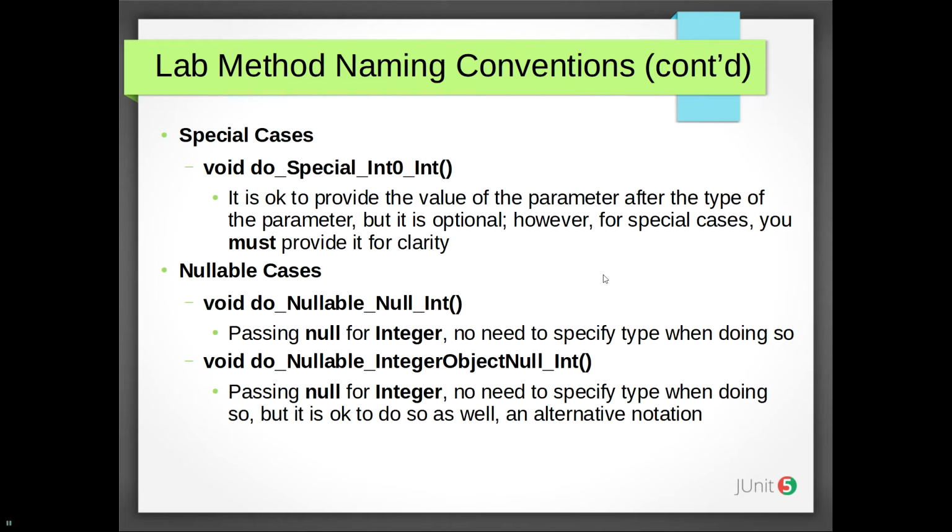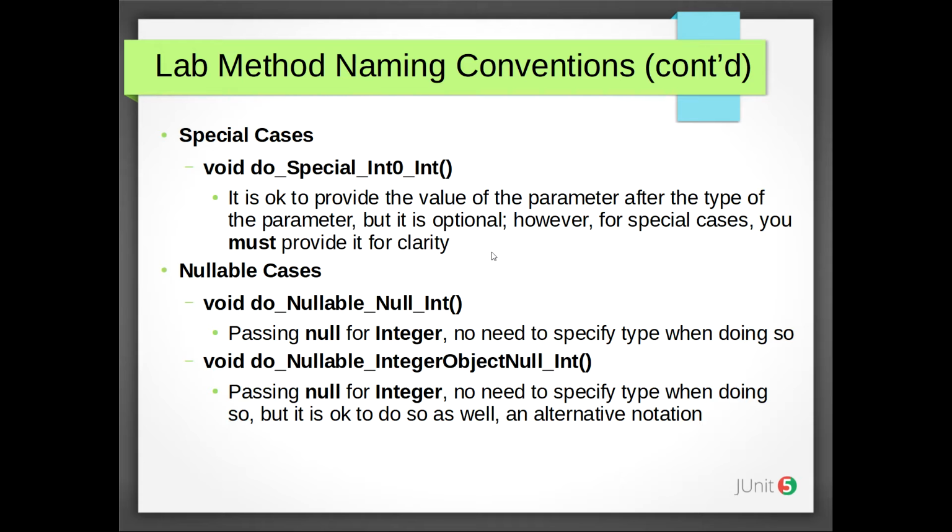Let's go on. Some special cases, of which we saw the first one on the previous slide. Void do_special_int_0_int. We just saw it. So that duplicates the data in the end of the previous slide. So let's just read it. It is okay to provide the value of the parameter after the type of the parameter, but it is optional. However, for special cases, you must provide it for clarity.